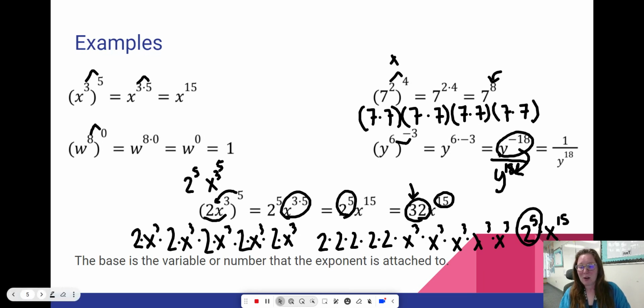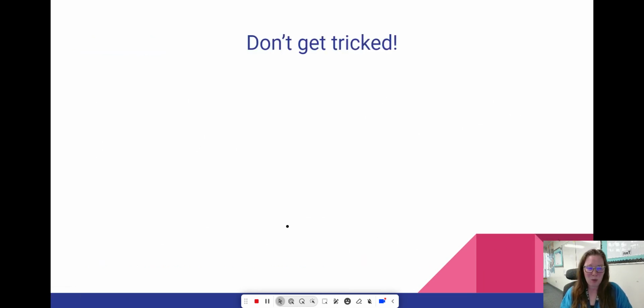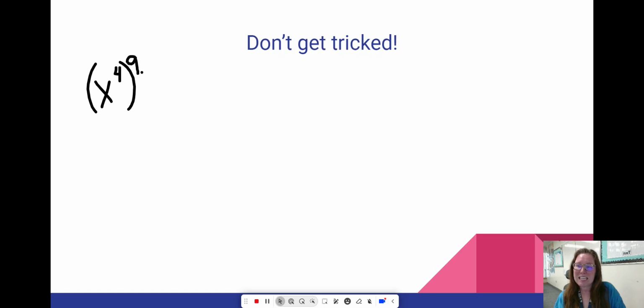Okay, now our last one, don't get tricked. That one we just practiced, our last example, that's going to be one of the trickiest things you see. So let's practice just some basics and then some tricky stuff. So we could have like x to the power of 4, all of that to the power of 9. Well, we could write that out, but that would be so much writing. So remember, x to the 4 to the 9th, a power to a power. We're going to use our trick, multiply those together.